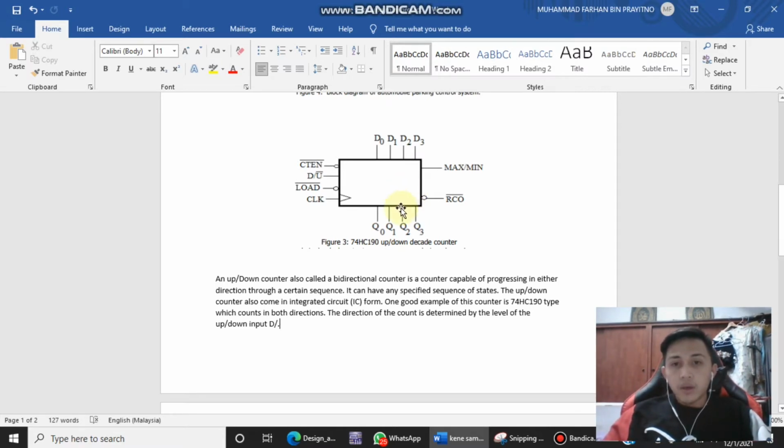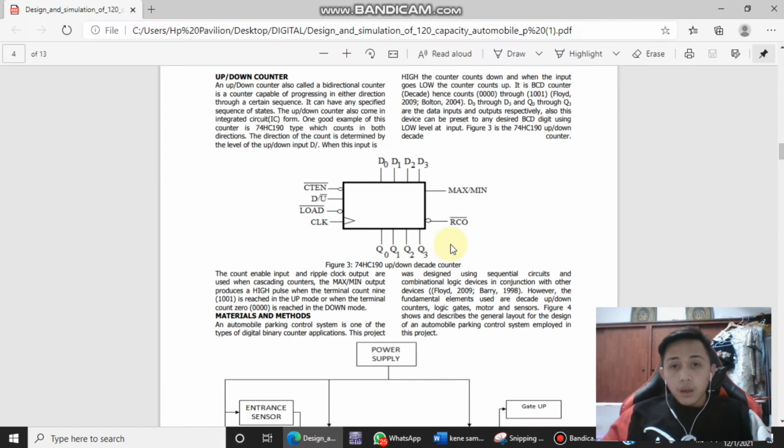The direction of the count is determined by the level of the up or down input, D. The direction of the count is determined by D0, D1, D2, and D3. When the input is high, the counter counts down. When the input is low, the counter counts up. It's easy for us to understand.